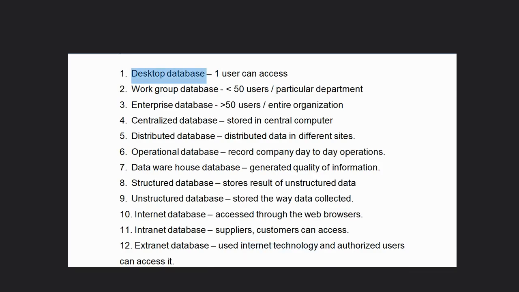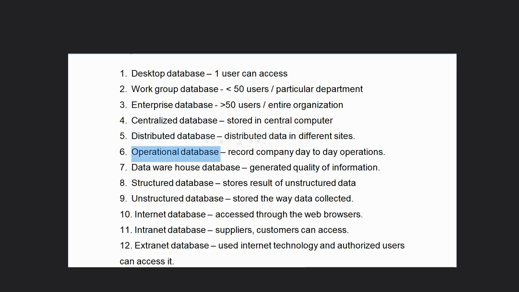Here, a desktop database supports only one user accessing the data, for example MS Access. Workgroup database means when a particular department within an organization can access the data. Enterprise database means when the entire organization can access the data. Centralized database means when the data is stored in one computer and can be accessed by all the users within an organization. Distributed database means when the database is stored in different computers over a network and accessed by all the users.